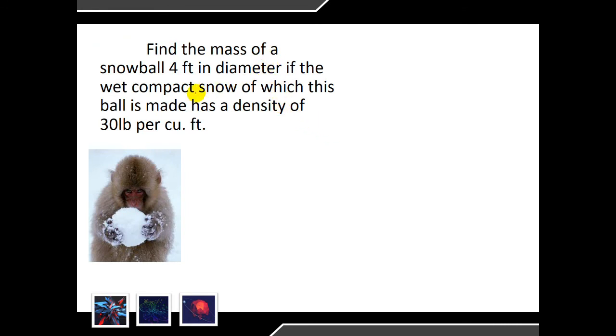Find the mass of a snowball 4 feet in diameter if the wet compact snow of which this ball is made has a density of 30 pounds per cubic feet. So, yung density natin is equal to 30 pounds per cubic feet. At ang diameter daw ng ating snowball ay equal sa 4 feet. Now, if the diameter is 4, divide mo lang to sa 2, then the radius is 2 feet.